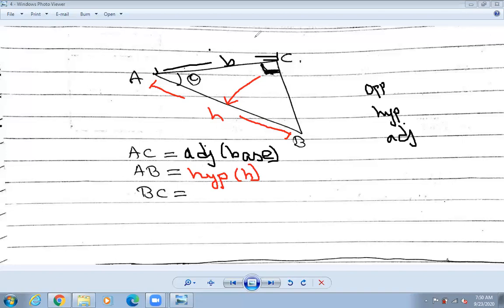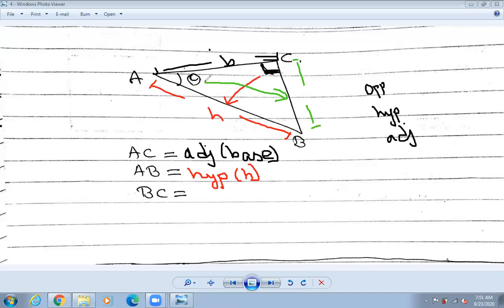Okay. So next one. The last is BC. Okay, so it is opposite of what? You have theta angle there. Theta opposite means it is the opposite of the reference angle. So what do we call it then? The opposite of reference angle is called what? Is it called opposite, hypotenuse, or adjacent?